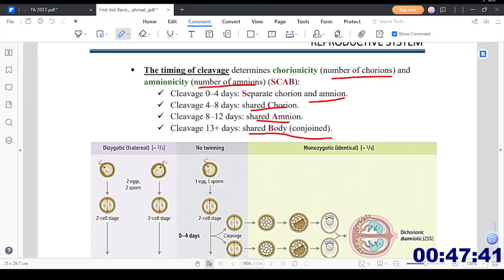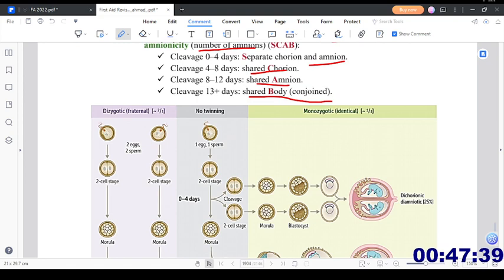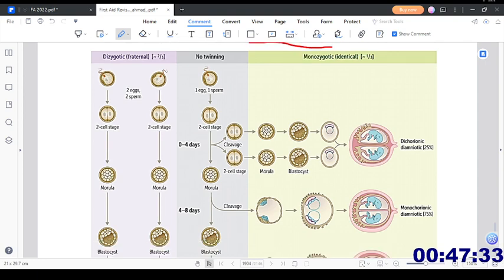So you must keep the mnemonic SCAB in your mind. Splitting is not a concern in fraternal twins; the dizygotic twin is not dependent on the splitting process. The splitting happens in the monozygotic twins. If the splitting takes place at 0 to 4 days, there will be dichorionic, diamniotic twins, as you can see that both the fetuses have their own chorion and amnion.